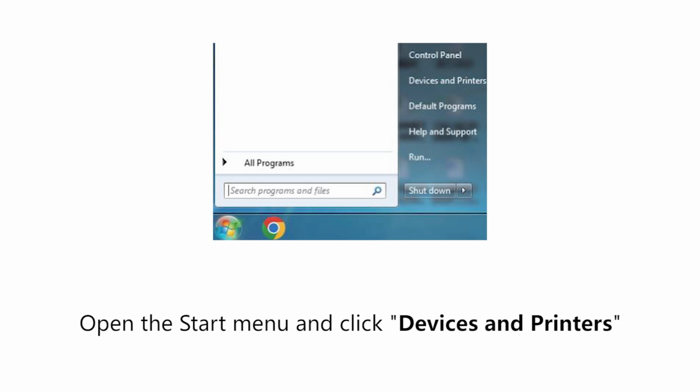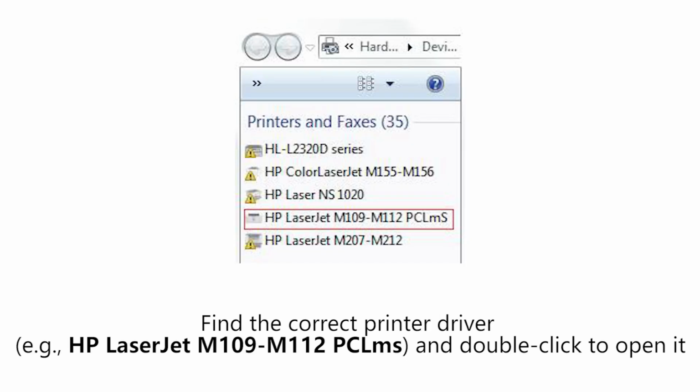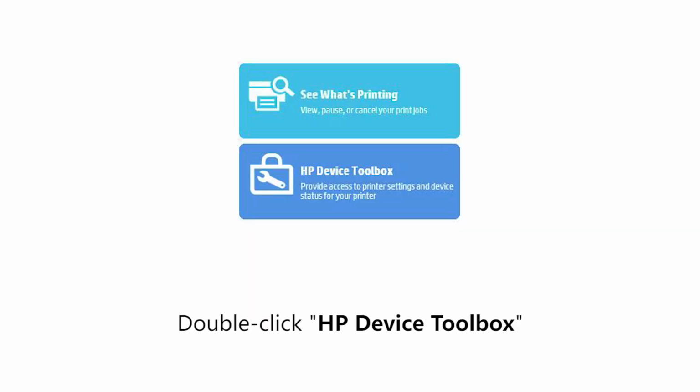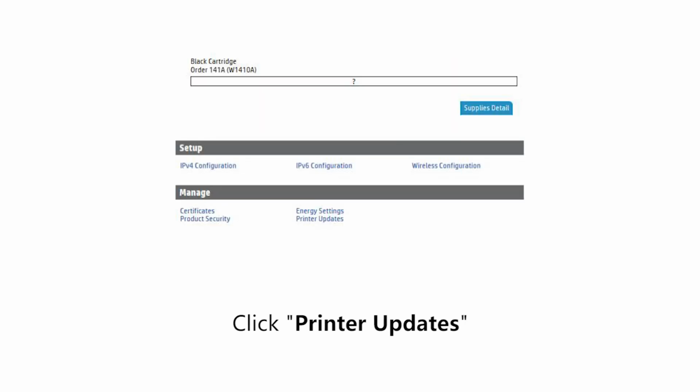Open the Start menu and click Devices and Printers. Find the correct printer driver and double-click to open it. Double-click HP Printer Assistant to access the printer settings. In the HP Printer Assistant, double-click HP Device Toolbox. Click Printer Updates under the Setup or Device Settings section.